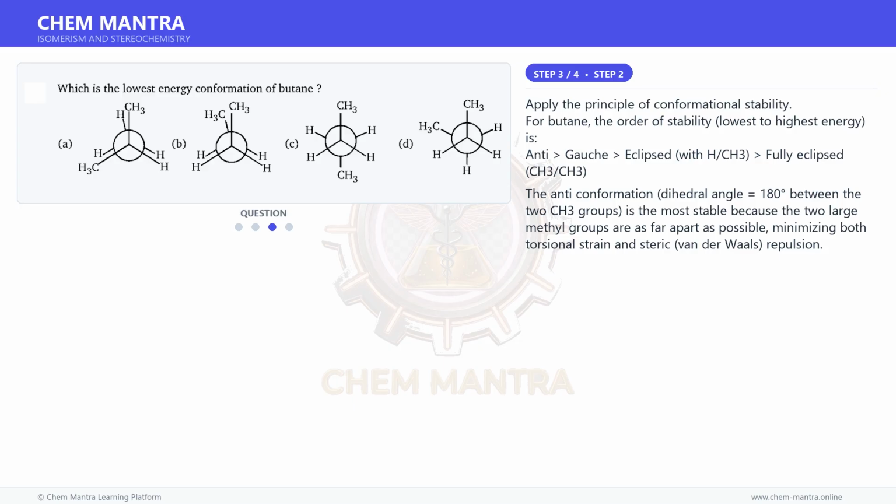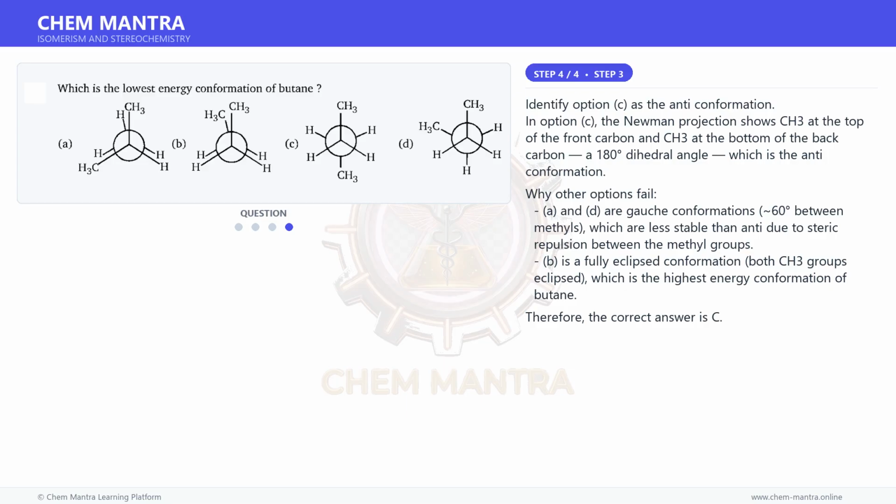For butane, the order of stability, lowest to highest energy, is anti, gauche, eclipsed with H/CH3, fully eclipsed CH3/CH3. The anti-conformation, dihedral angle equal to 180 degrees between the two CH3 groups, is the most stable because the two large methyl groups are as far apart as possible, minimizing both torsional strain and steric, van der Waals, repulsion.